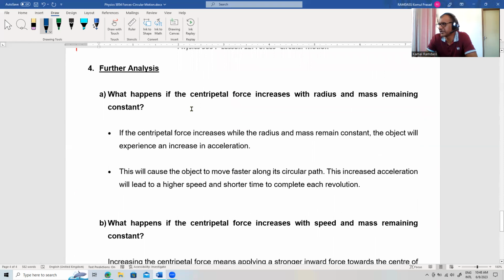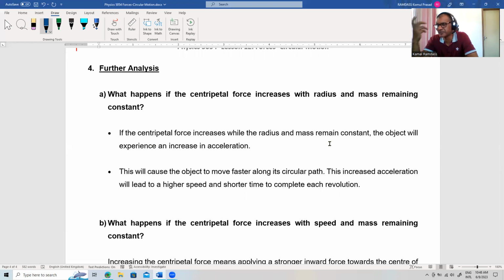What happens if centripetal force increases with radius and mass remaining constant? Bon, if the centripetal force increases while the radius and mass remain constant, ça veut dire si mon radius of the path and the mass remain constant, et we increase the centripetal force. Et logiquement, the object will experience an increase in acceleration. F est égal à ma. OK? Et ça, increase in acceleration.